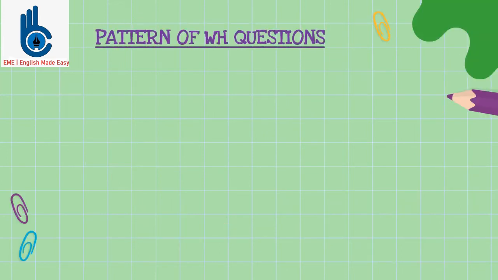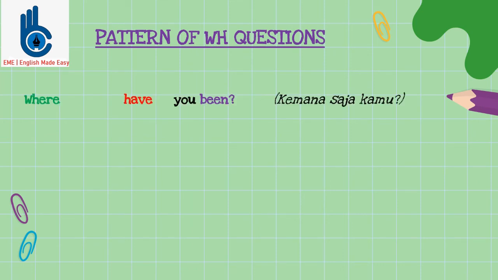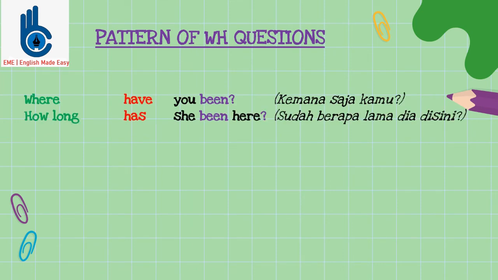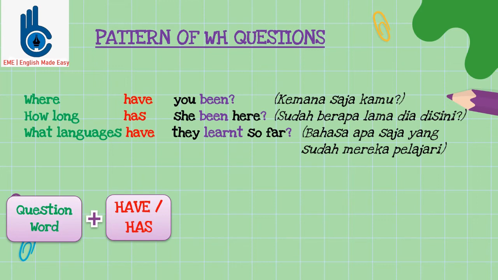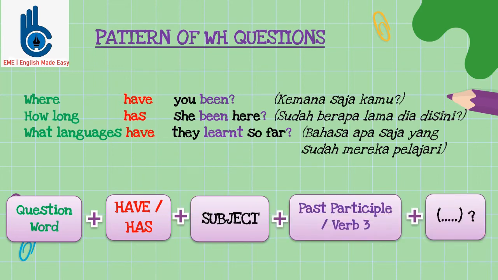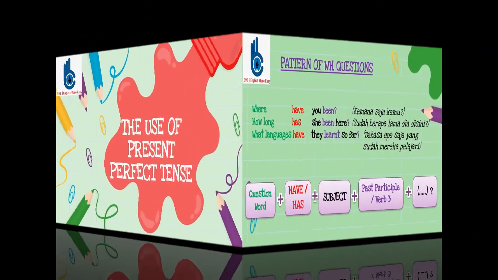What about WH questions? Where have you been? How long has she been here? What languages have they learned so far? So from the 3 examples, we can see the same pattern to make WH questions. We start with question word, followed by have or has, followed by subject, followed by past participle or verb 3. Don't forget the question mark.